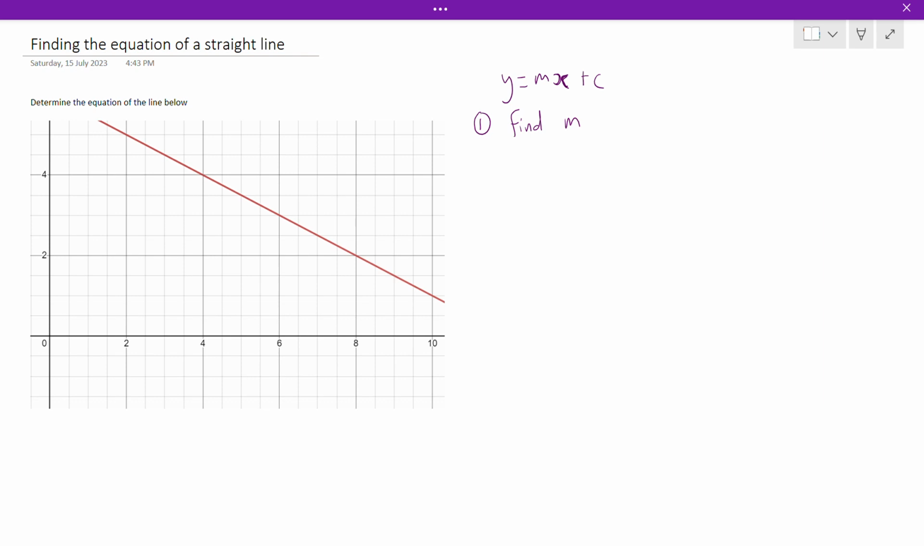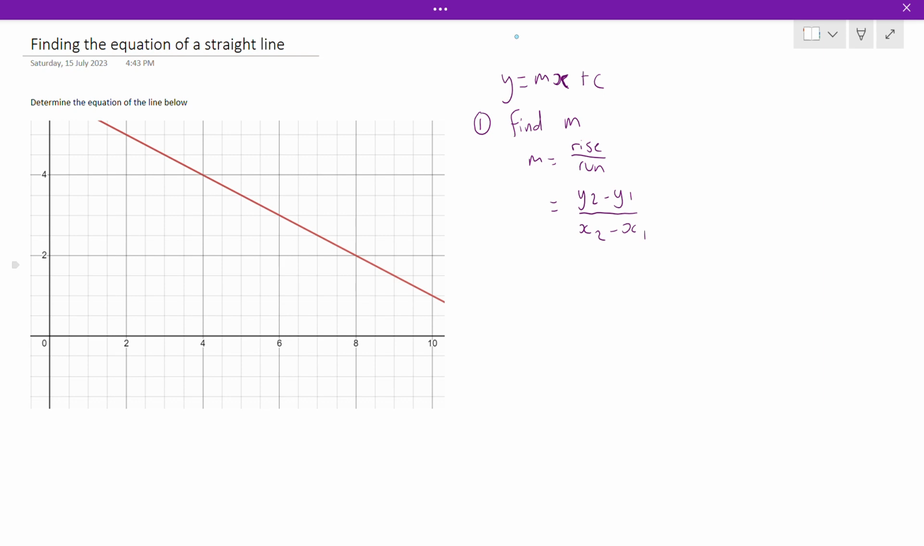M is our gradient. So hopefully we remember that the gradient is the rise over run. And we could also write the rise as y2 minus y1 divided by x2 minus x1. So we need some coordinates from this line. I'm going to choose two coordinates. They've got to be on the line itself. And I'm going to choose two coordinates that are nice and easy for me to read.